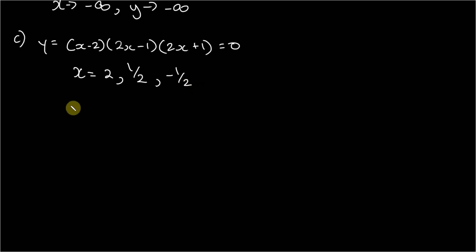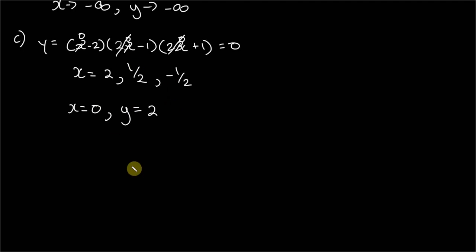And now if we set x equals 0, y is going to equal, well, if this is 0 and this is 0, those terms are just going to cancel out. So we have negative 2 times negative 1, that's just 2 times 1, which is 2. So our y-intercept will be 2.